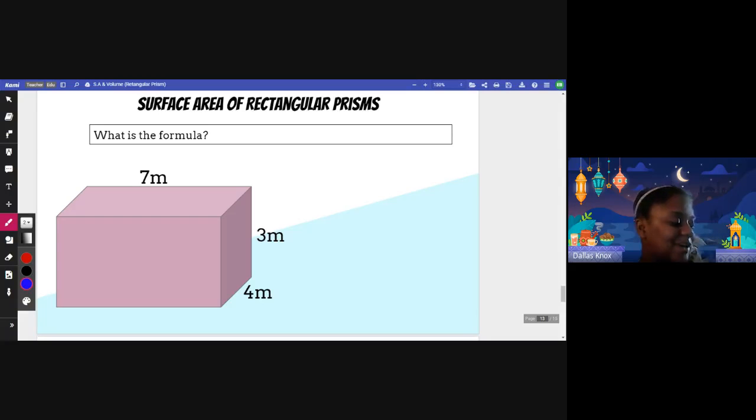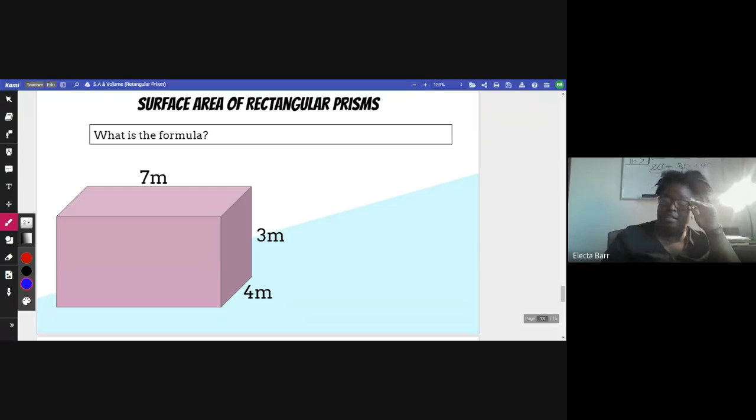Another question. Does it matter that it's 56 before 42? No, it does not matter. As long as you make sure that you had the 56 and you had the 42, it does not matter.